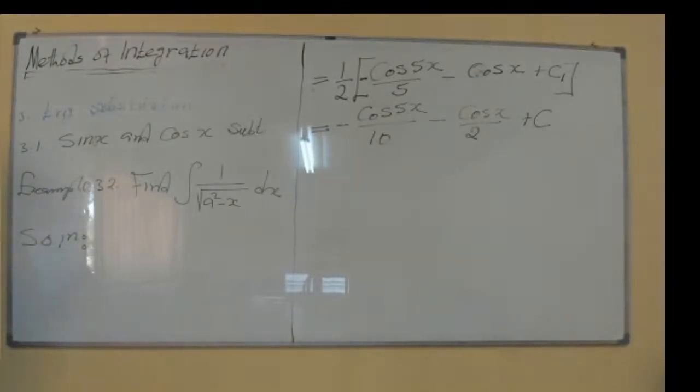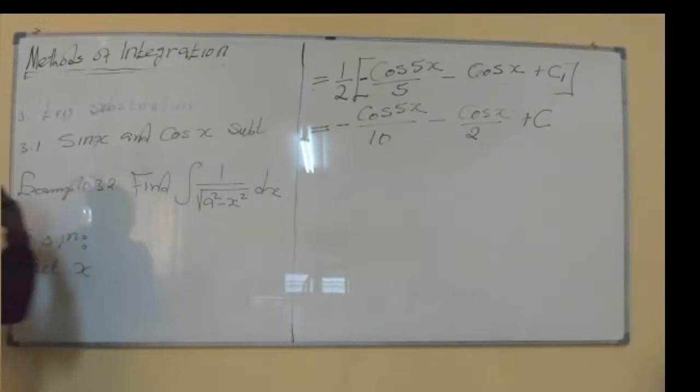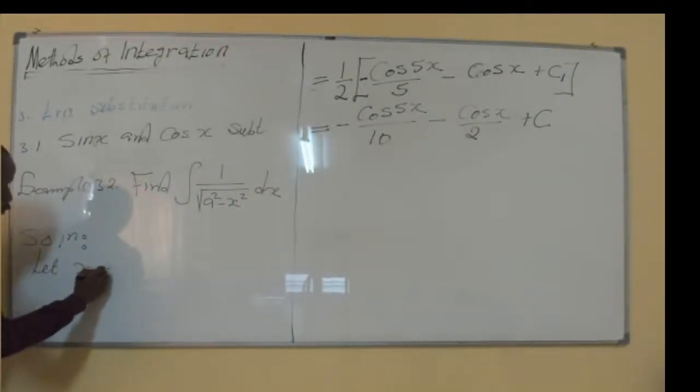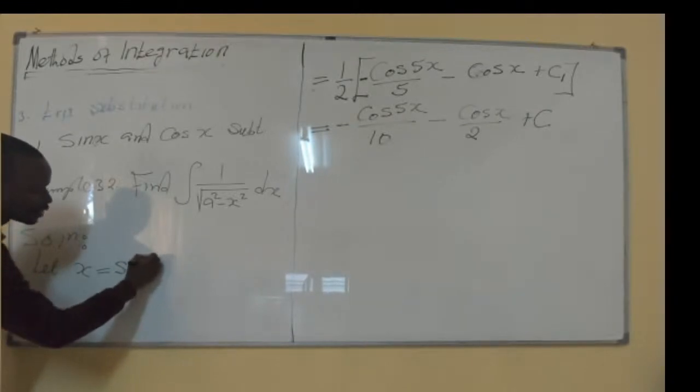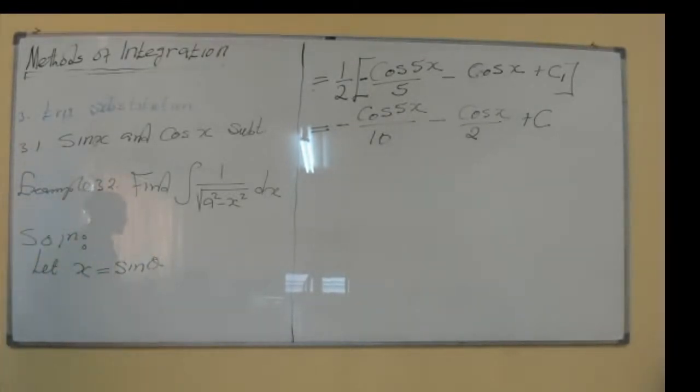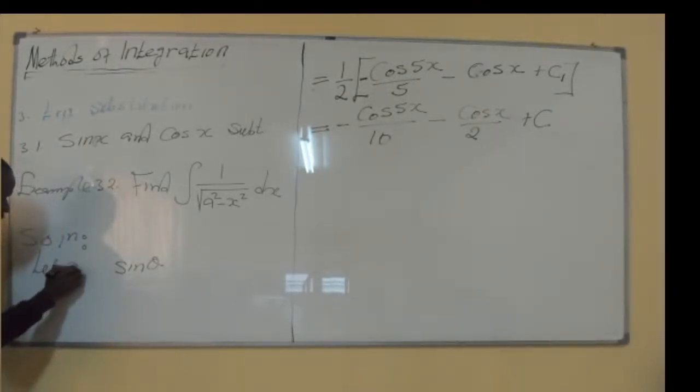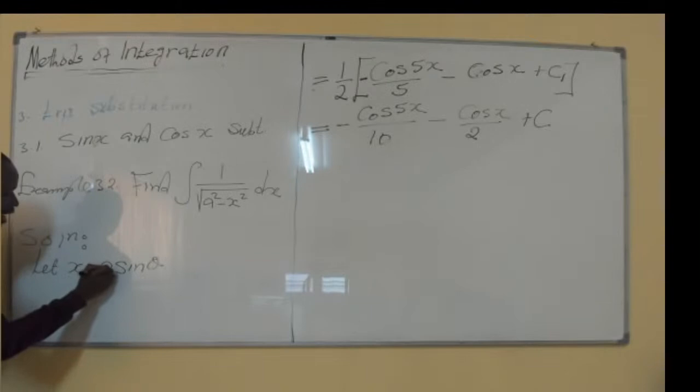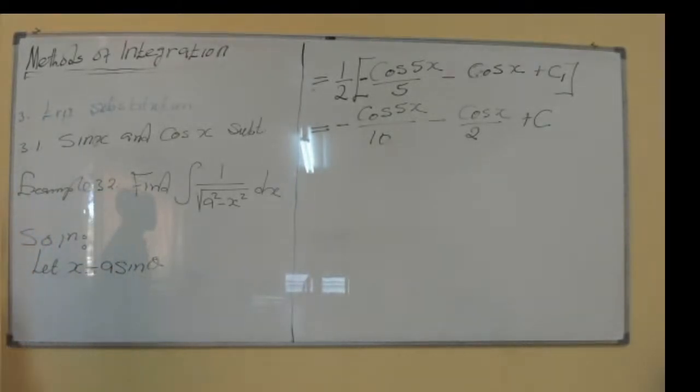Now, if you have such a scenario, where there is x squared, where there is x, you say let x be equal to the sine of theta, not the sine of x again. You will confuse yourself. Let x be equal to a times the sine of theta, where a is just some real number.